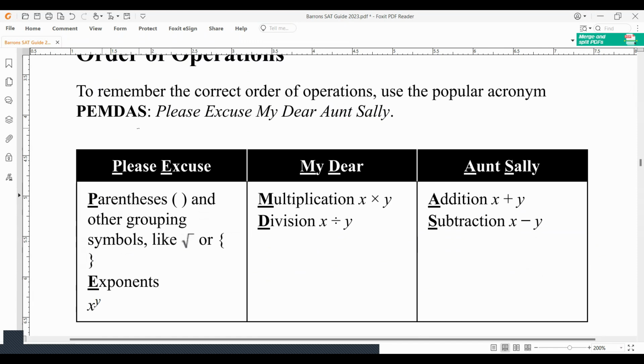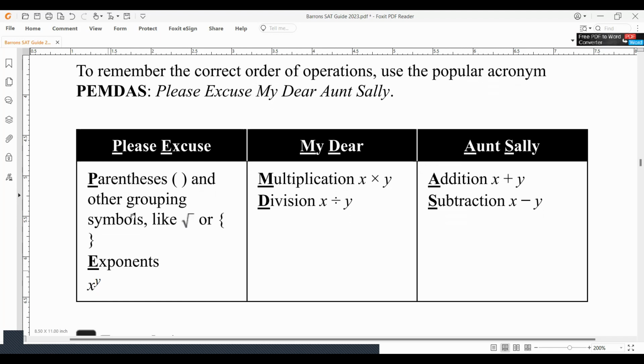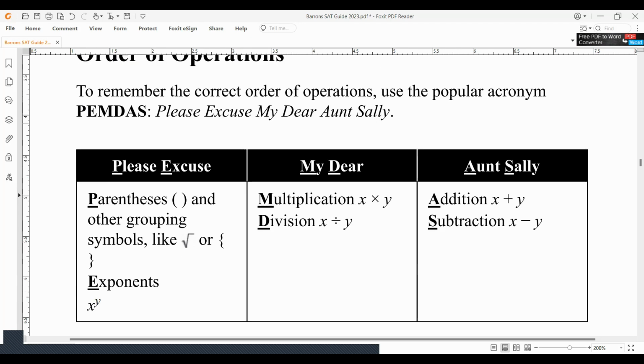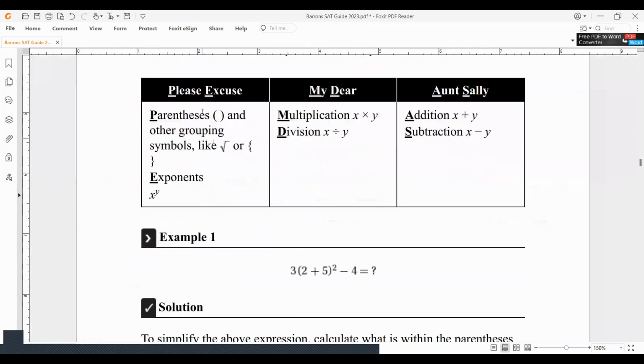Okay, so parenthesis. This is a parenthesis. This is called the curly braces, and we have the square brackets. We need to focus on the parenthesis and other grouping symbols. This is called a grouping symbol. And like the root, this is a square root. Then we need to focus on the exponent. First we need to focus on parentheses, then exponent, then multiplication, then division, then addition, and then subtraction. I hope you already know this.